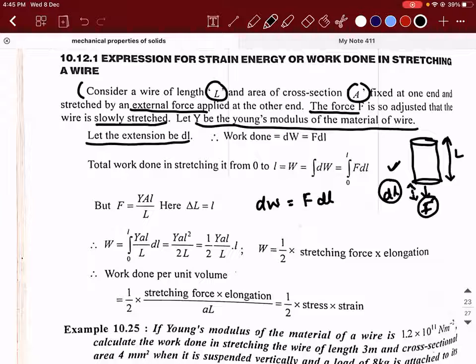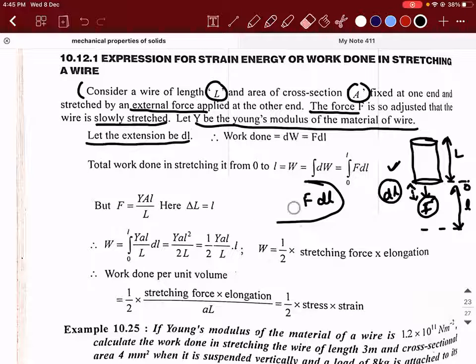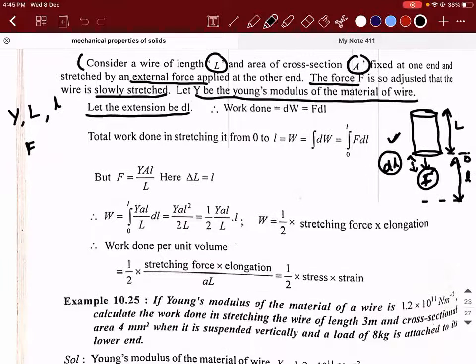Okay. So let Y be the Young's modulus of the material of the wire. Let the extension be dl. So this is going to be the small amount of work that is being done. Now I take this as the reference. I call this 0 and I call this distance L. The extension I call small l. The original length I call capital L. So what are all the parameters that are given? They have given Young's modulus, length, small l, and F is given. Now see what is going to happen. dW is equal to F into dl. But how can you write F in terms of Young's modulus?